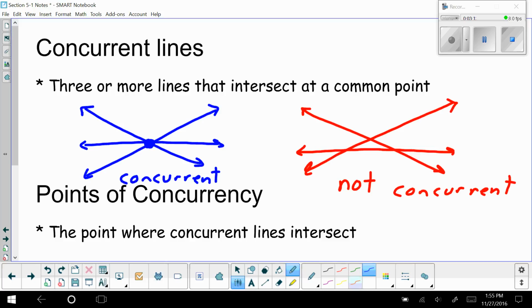Whereas in the red picture here, I have three lines, but not all three of them intersect at one point. Two intersect here, two intersect here, two intersect here. But those are not points of concurrency, because to be a point of concurrency, you must have at minimum three lines intersecting there, not just two. In our next video, we'll start looking at points of concurrency in our triangles.